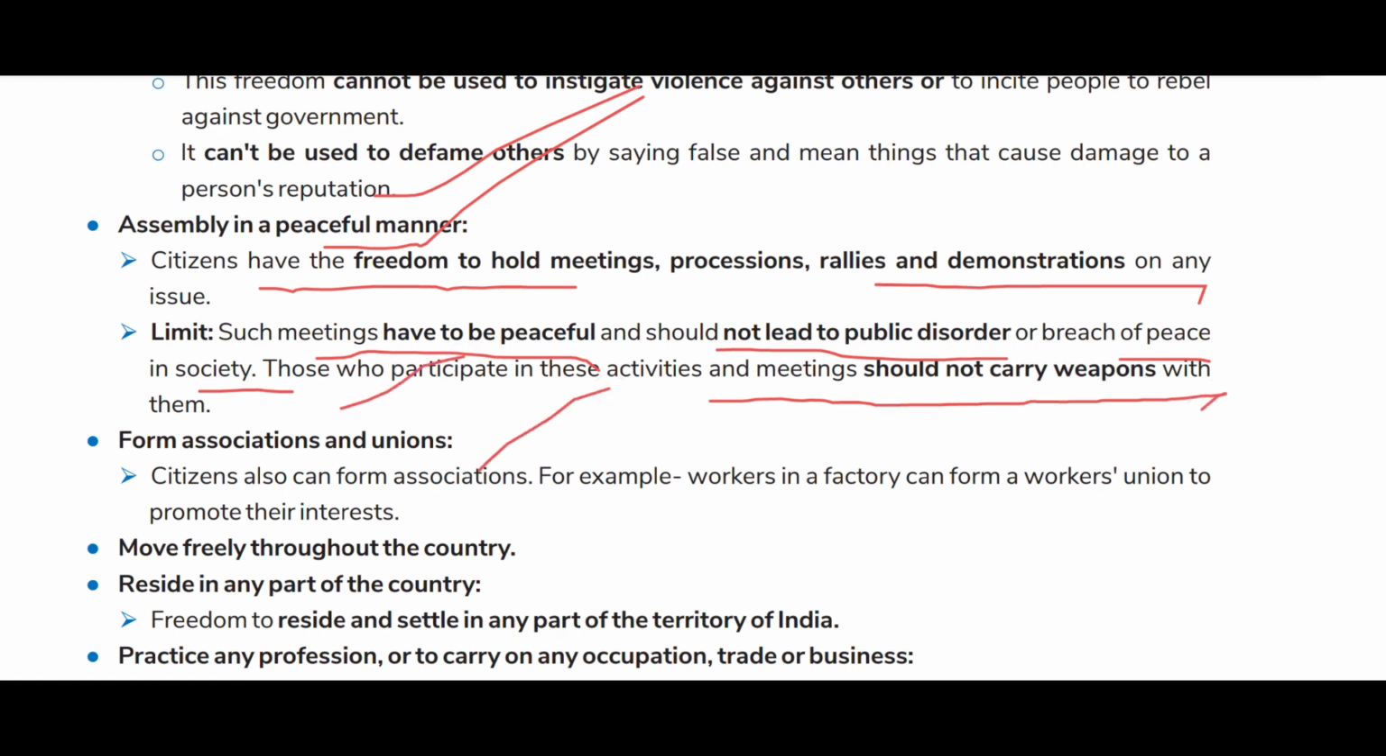Form associations and unions. Citizens can also form associations. For example, workers in a factory can form a workers' union to promote their interests.